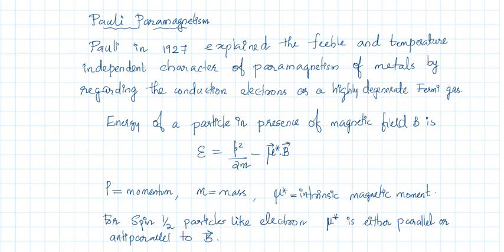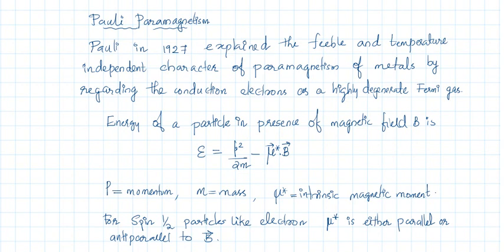Okay, now the energy of a particle in the presence of an external magnetic field B is given by E equal to p square by 2m minus mu star dot B. If the particles have no intrinsic magnetic moment, this term will not be there, and the particle will have only kinetic energy p square by 2m. But if the particles have an intrinsic magnetic moment, in the presence of an external magnetic field, there will be an energy due to that magnetic field, and that is given by minus mu star dot B.